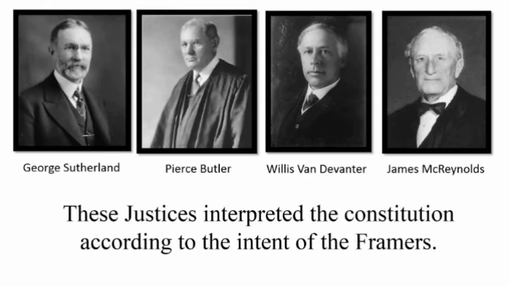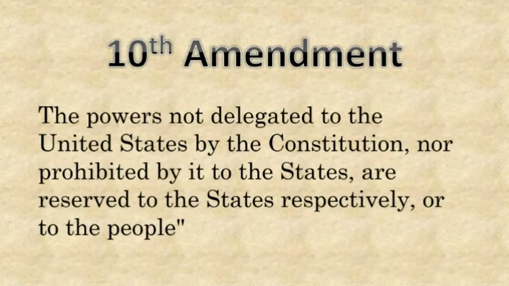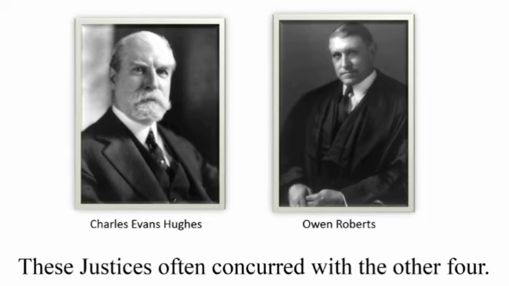Supreme Court. 4 justices, George Sutherland, Willis Vandevanter, Pierce Butler, and James McReynolds, believed that the Constitution should be interpreted conservatively, according to the intent of the framers. In their view, the federal government could not intervene in economic or local matters. And the 10th Amendment, the powers not delegated to the United States by the Constitution, nor prohibited by it to the states, are reserved to the states respectively or to the people, narrowly confined its legitimate activities. So the New Deal was overall invalid. Chief Justice Charles Evans Hughes and Owen Roberts often concurred.